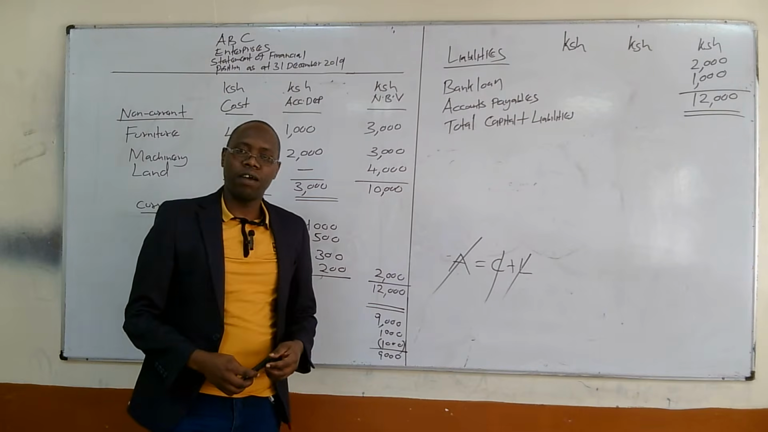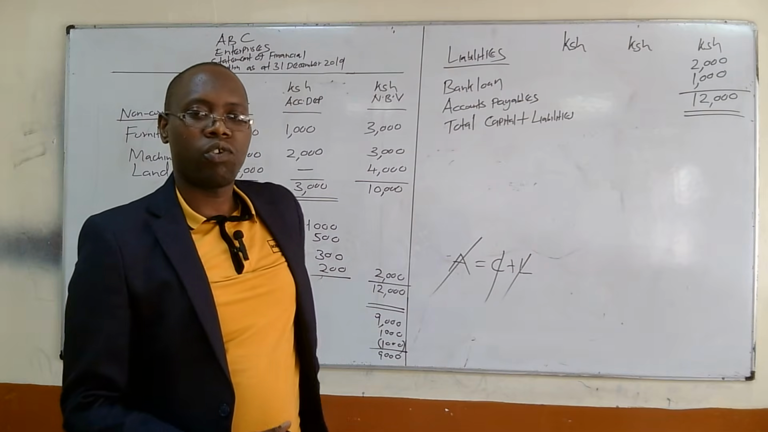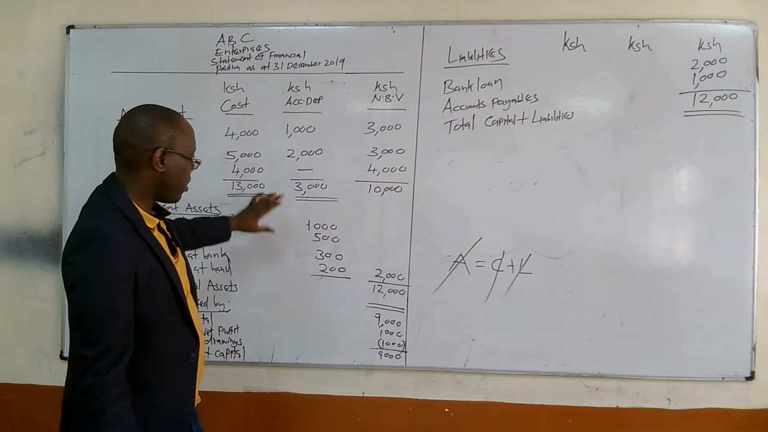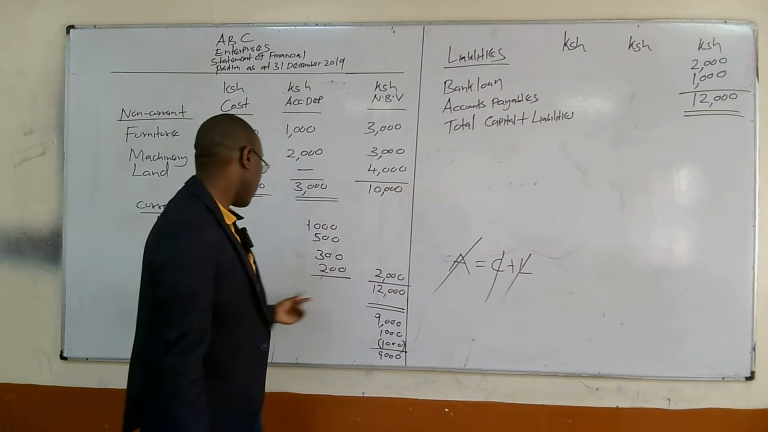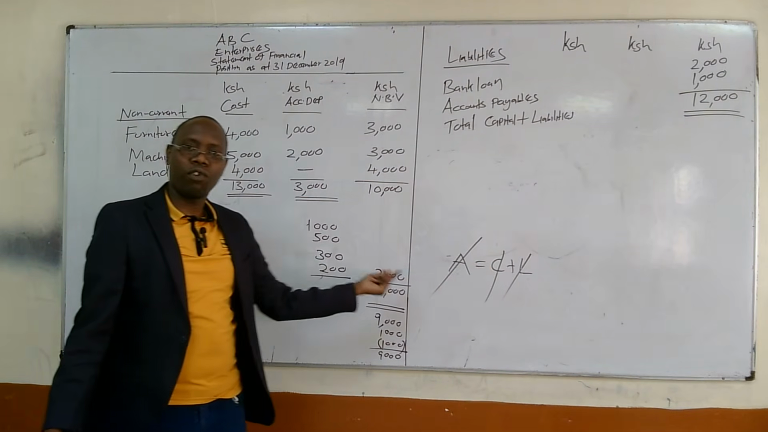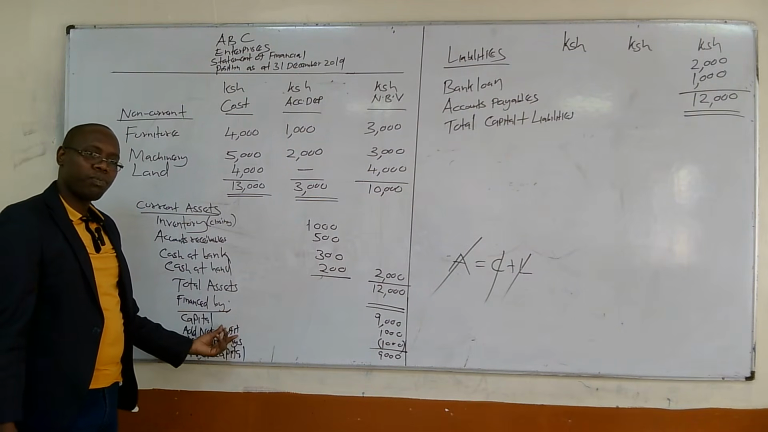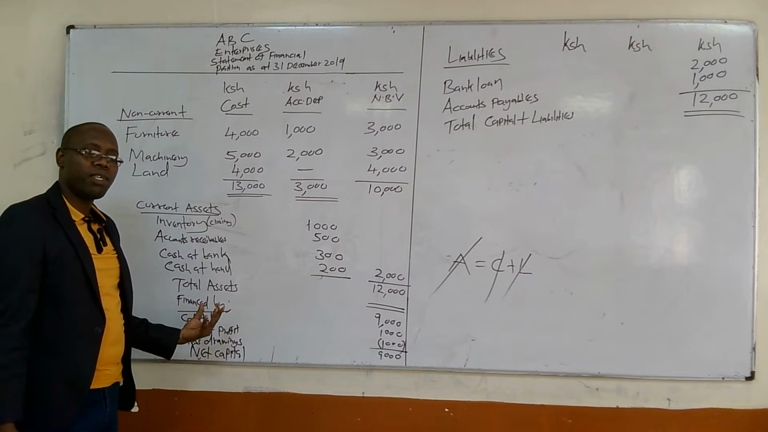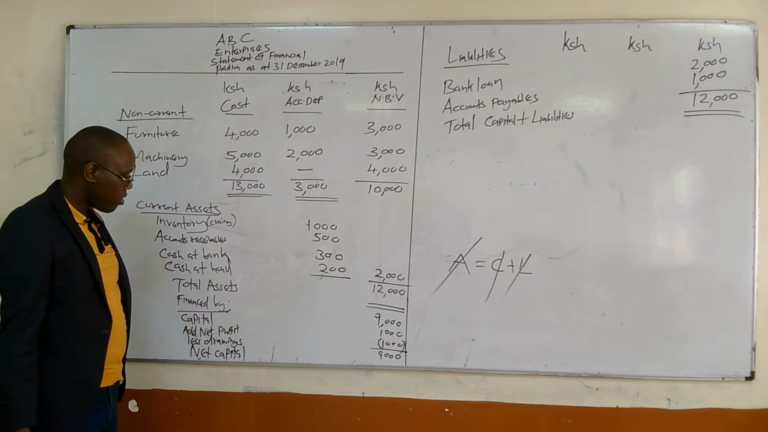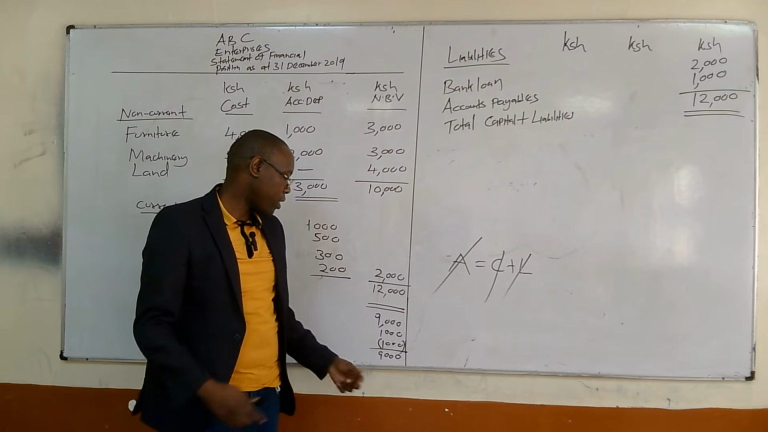And that's how you prepare the statement of financial position. You start with the assets, both the non-current and then the current, you add them together, you get the total assets, which we did here, and then you go to the capital. They are going to give you the capital. You add the net profit if you have been given. You less net loss if they have given you a loss. You less drawings, and then we arrived at the net capital to be 9,000.